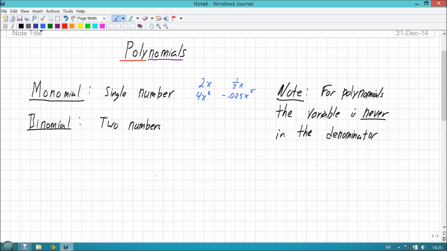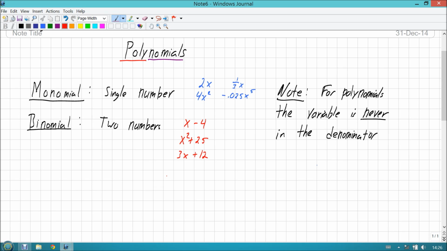A binomial is a number in two parts. The two parts are always separated by addition. So an example of a binomial would be x minus 4. X squared plus 25. 3x plus 12. All of these are binomials. They are numbers in two parts.